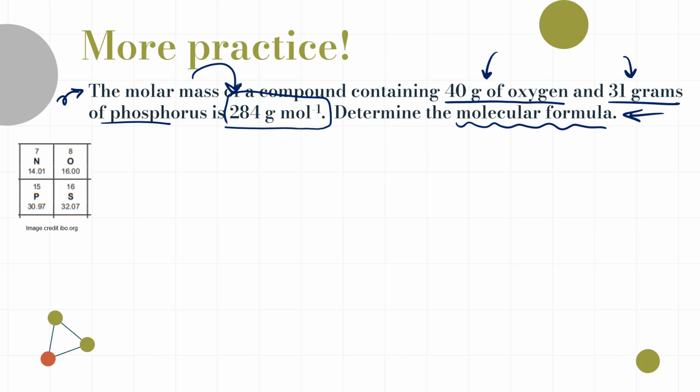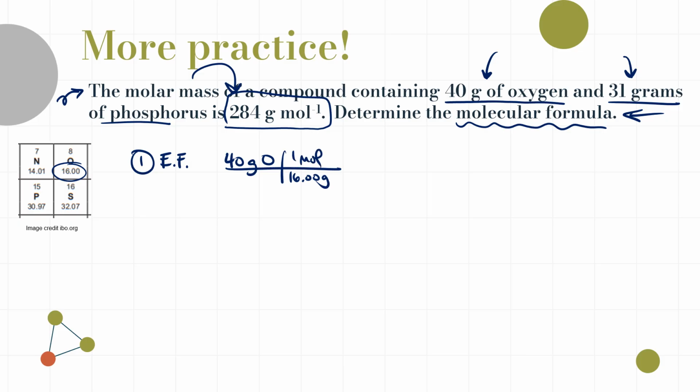Interestingly, we cannot find the molecular formula until we find the empirical formula. So even though the question doesn't ask us to do it, we're going to have to find the empirical formula first. We do that by converting our grams of each element into moles. The molar mass of oxygen is 16.